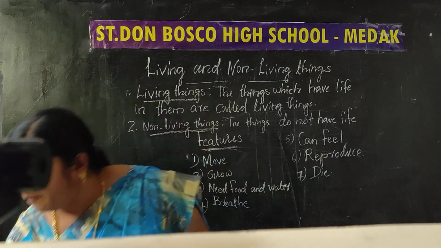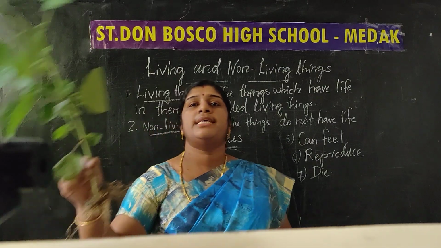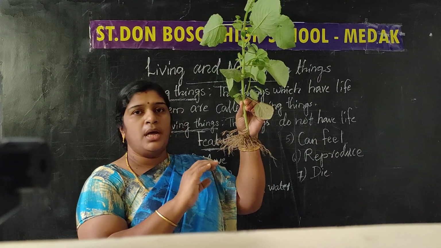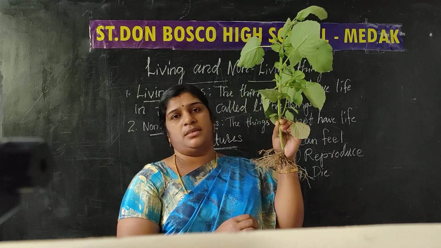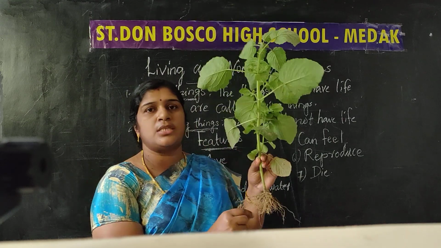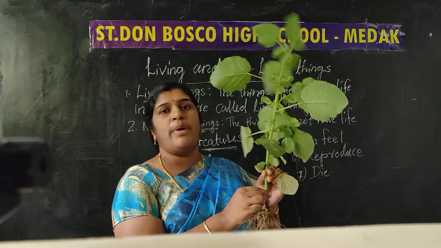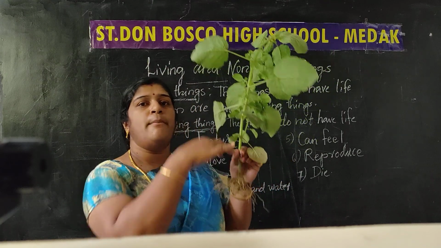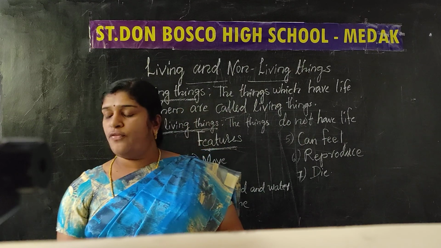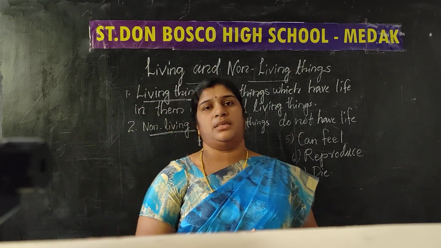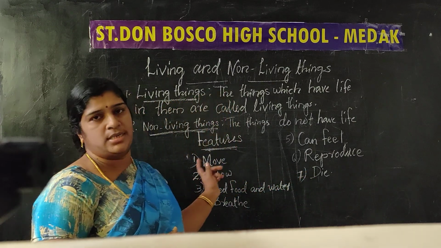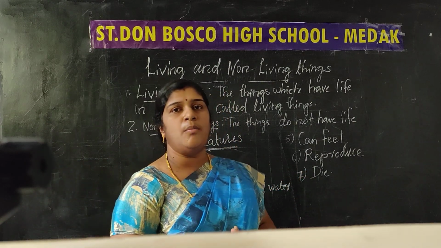But in the case of plants, plants cannot move from one place to another, because the plant root is fixed in the soil. So it shows some movements but does not move from place to place. Animals and human beings can move from one place to another. So the first feature is movement. All living things can move.